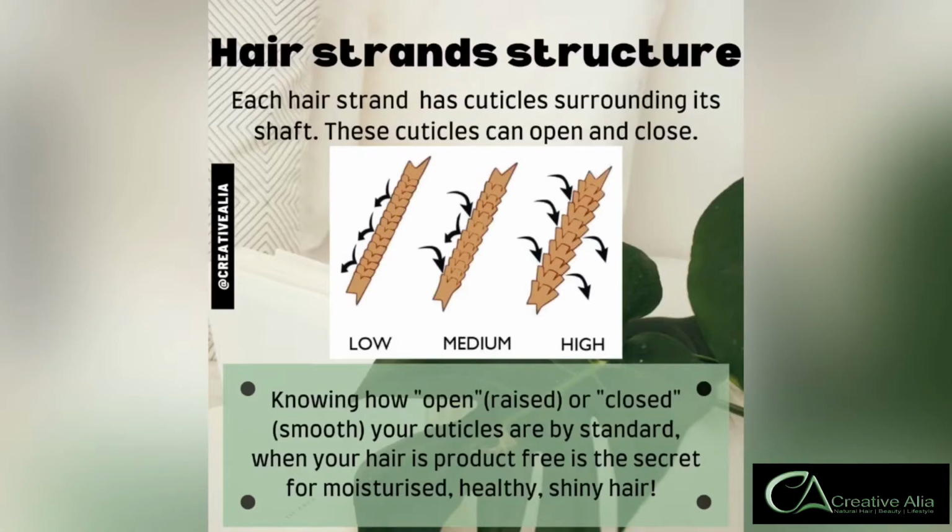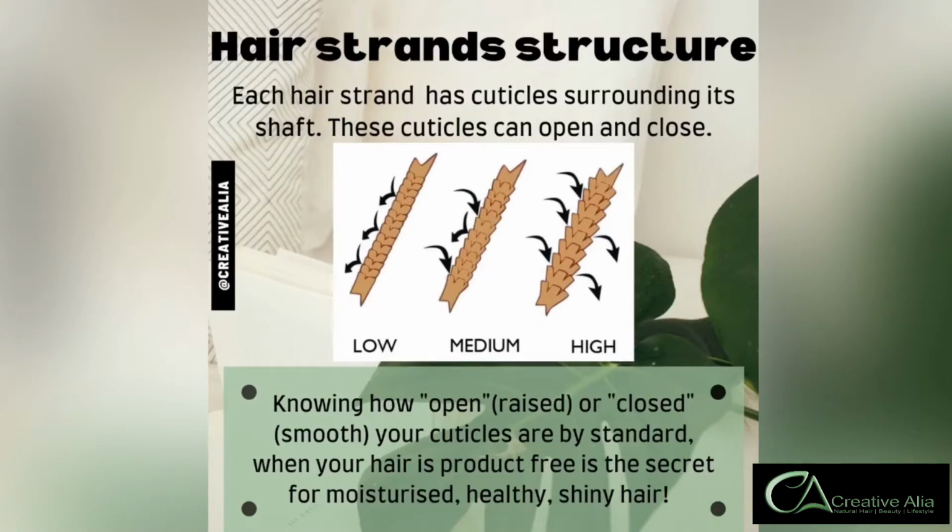Hair strand structure. Each hair strand has cuticles surrounding each shaft. These cuticles can open and close, so knowing how open or raised, or closed and smooth, your cuticles are by standard when your hair is product-free is a secret for moisturized, healthy, shiny hair.